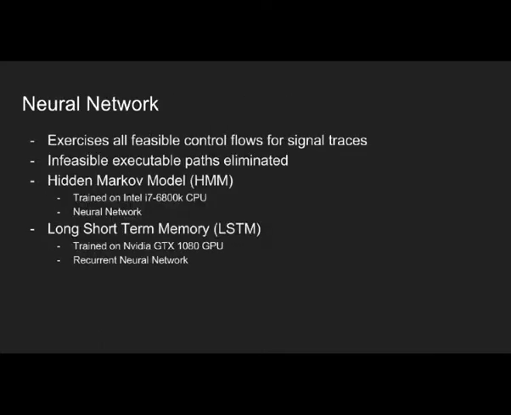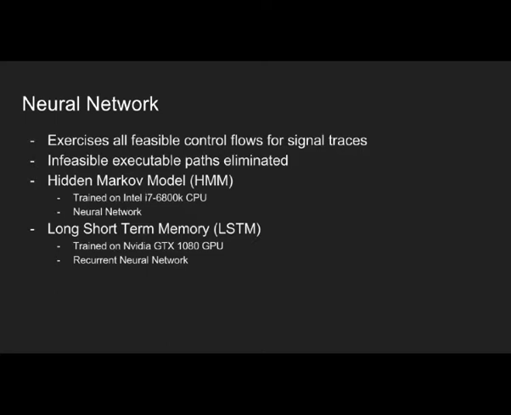So the big feature is the neural network. It exercises all the feasible control flows, and it's very important that it eliminates all of the infeasible paths, because it doesn't want those in the network. Because if there's an infeasible path in the network, and that infeasible path ends up happening, then it'll think everything's all right, and that's definitely not good.